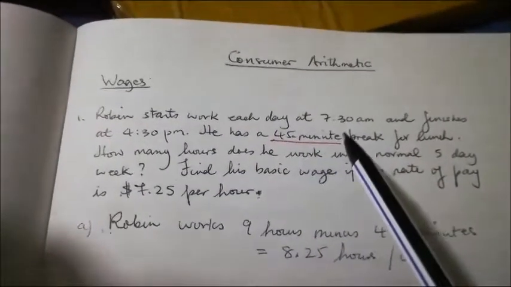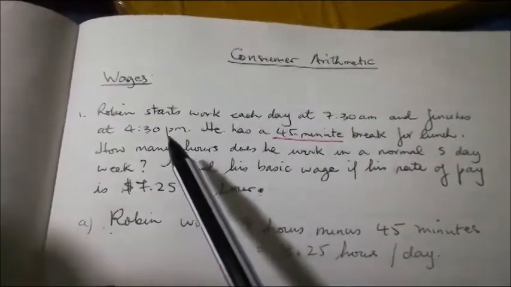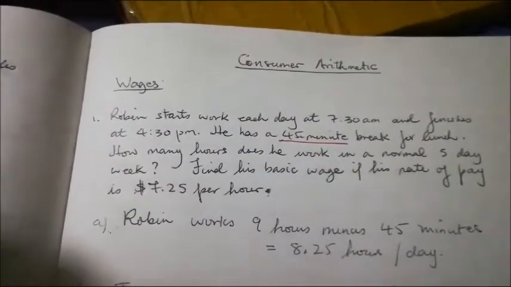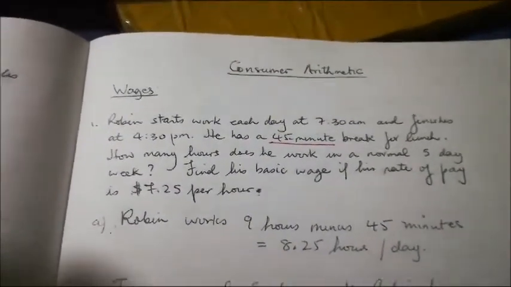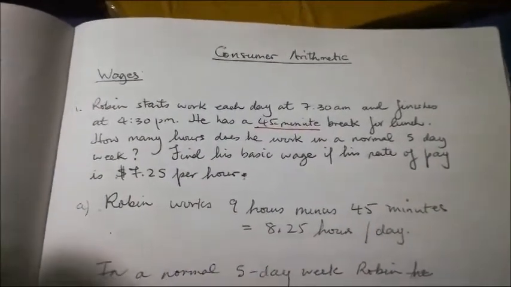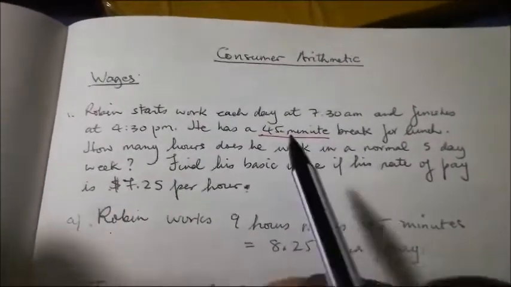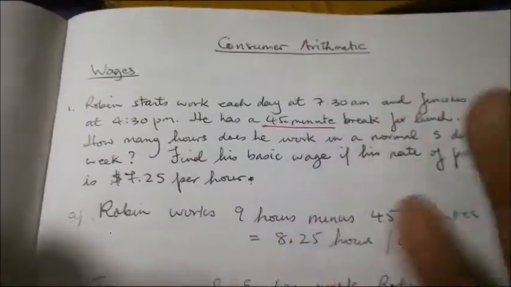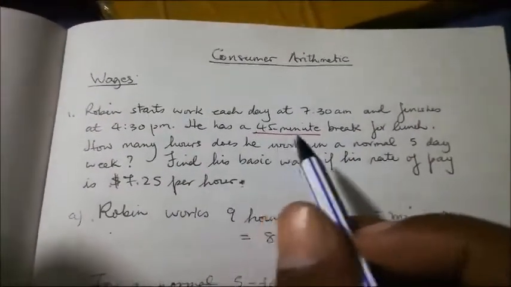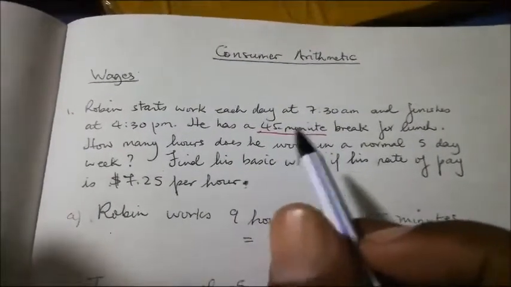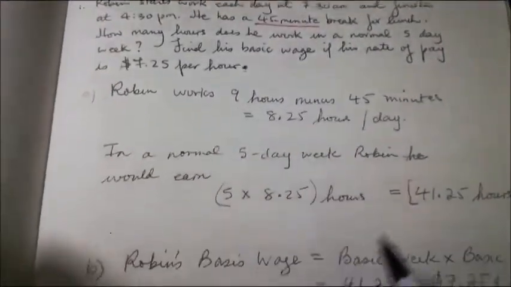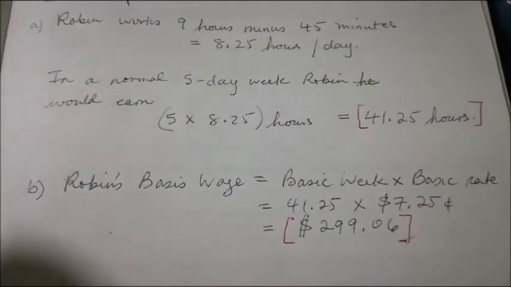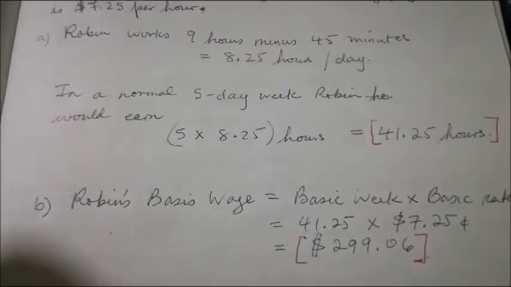When you find the difference between 7:30 a.m. and 4:30 p.m., that's really 9 hours. And you go ahead and put that into the formula. No, it doesn't work that way. You have to subtract the 45 minutes that Robin takes for lunch, because the company is never going to pay you for the 45 minutes lunchtime. No company will do that. So I trust you were educated about this kind of problem. All right.